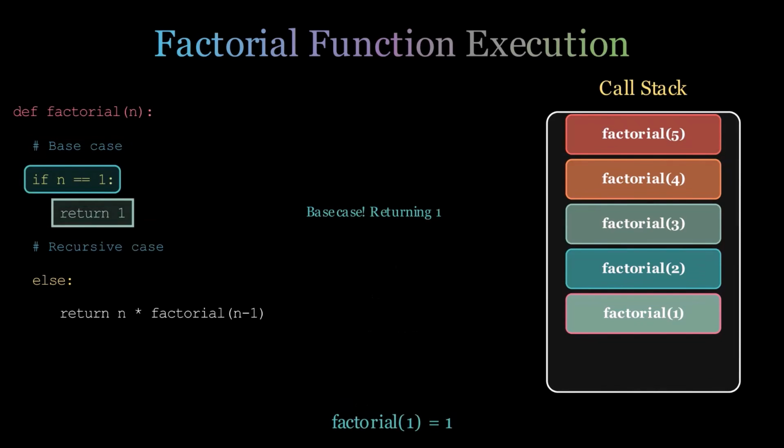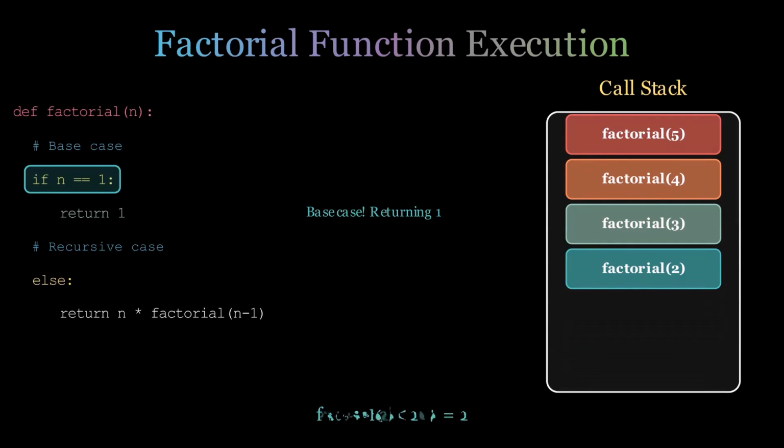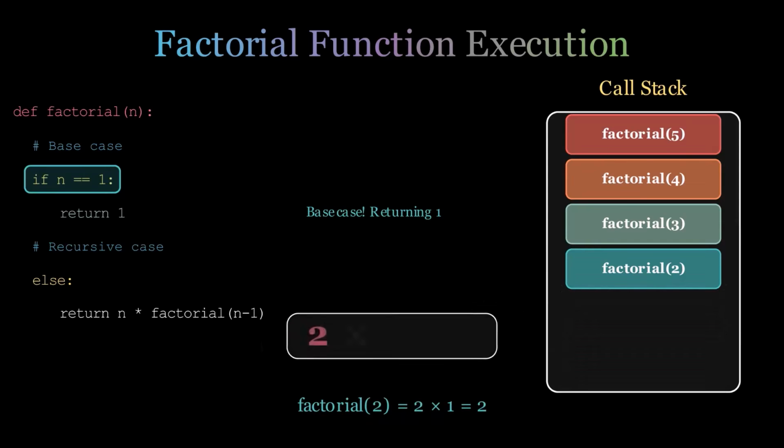This is the moment the unfolding of the problem stops and the folding begins. 2 factorial gets the answer 1. It completes its pending work. 2 times 1.